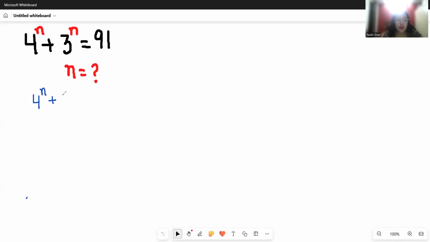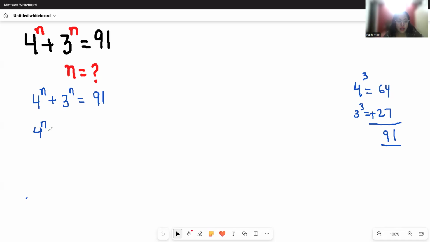So 4 power n plus 3 power n. Now we break this 91 into two parts, the sum of two numbers which are in the power of 4 and 3. So 4 power 3 is 64 and 3 power 3 is 27. And when we add, we get 91. So in place of 91, I can write 64 plus 27.